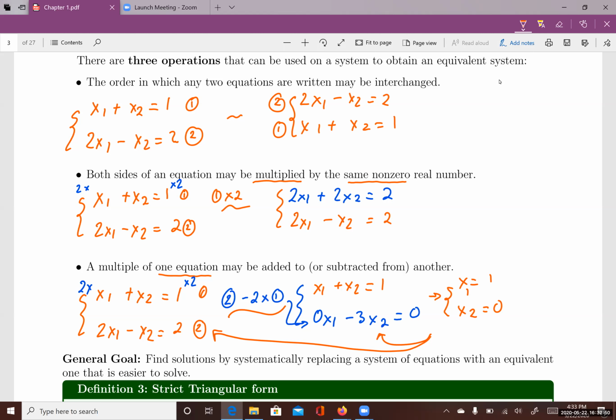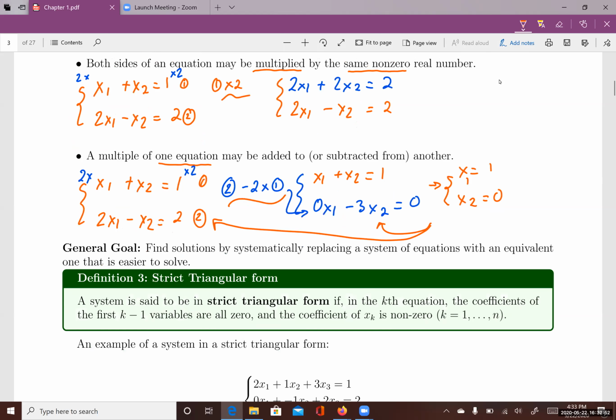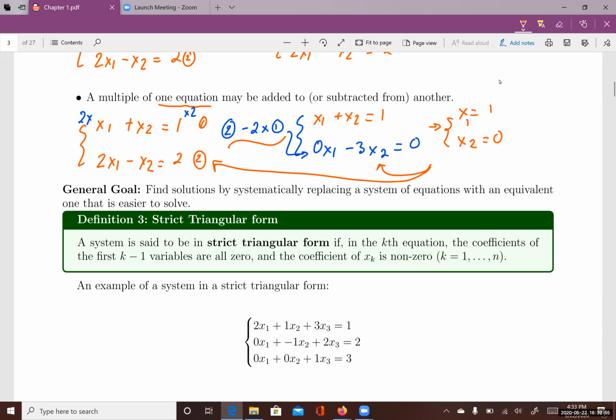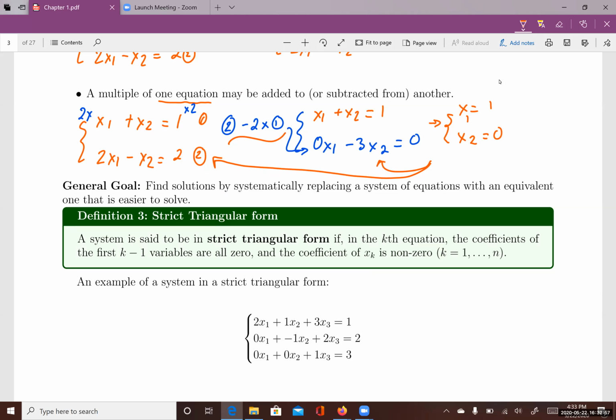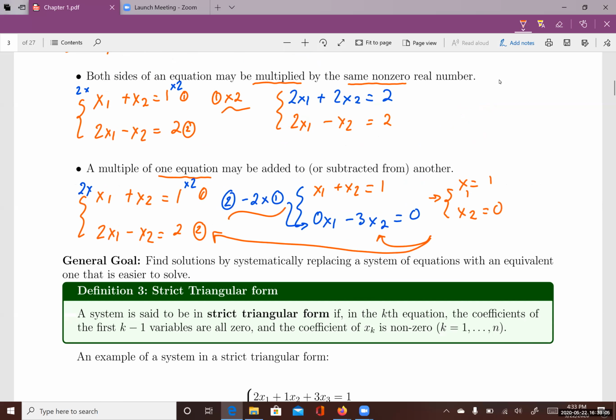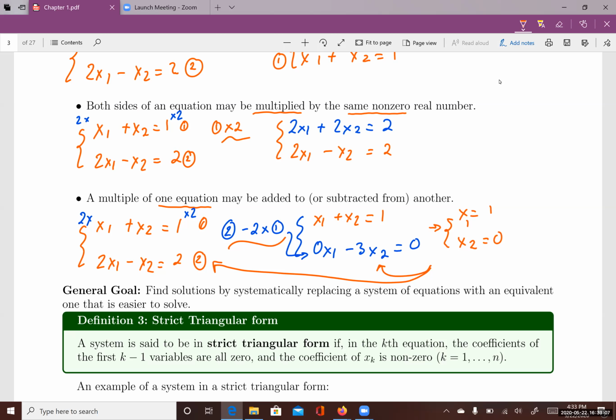So the idea of obtaining an equivalent system is to solve the original system in an easier way. Let's say that you want to solve a system, and you kind of get stuck here. But after you apply the three operations to the system this way, you obtain a new system.